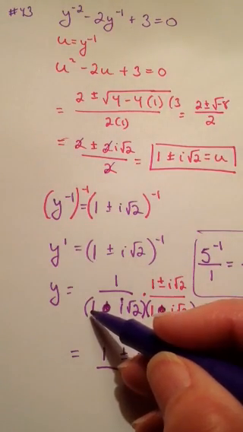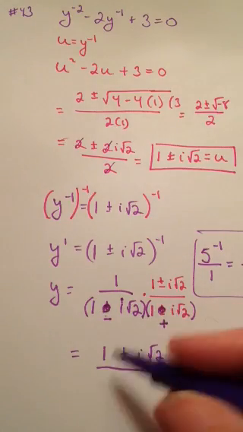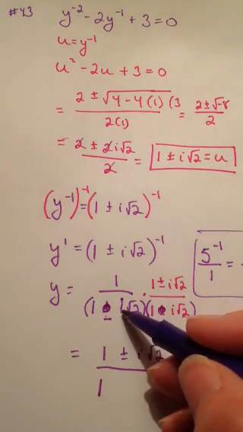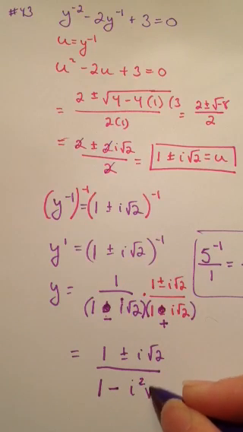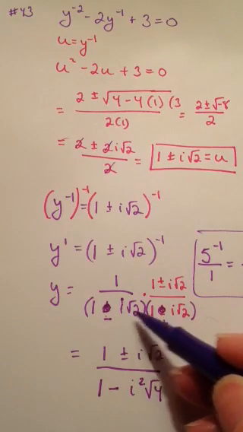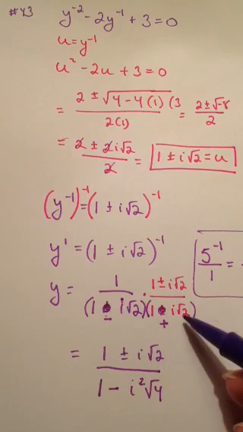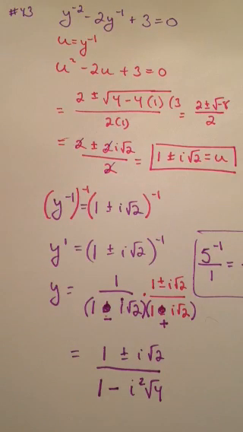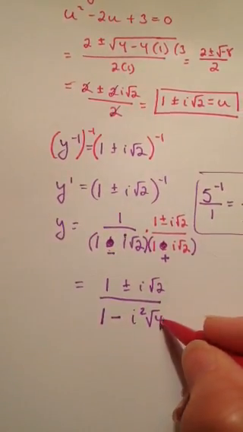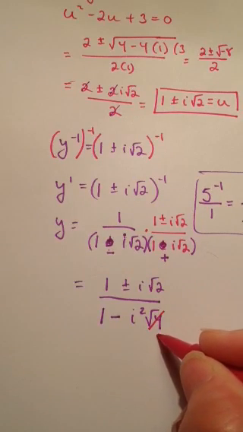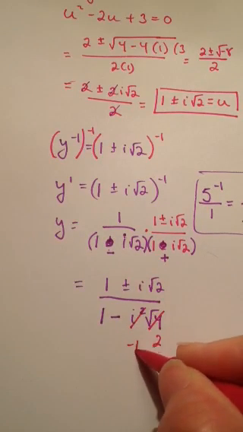So remember, when we multiply by the conjugate, it's the first two terms, so 1 times 1 is 1, and the second two terms, so minus i squared root 4. So be careful. i times i is i squared. Root 2 times root 2 is square root of 4. So I can simplify a couple of these things. This becomes 2, and this becomes negative 1.